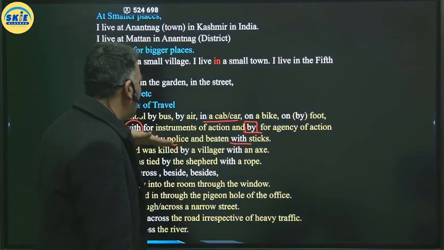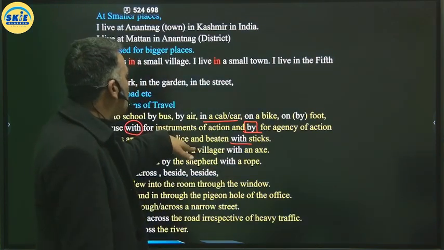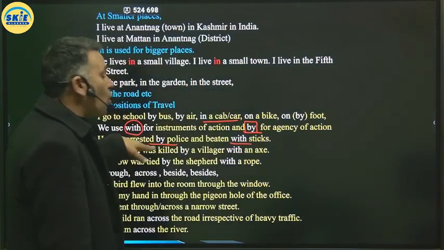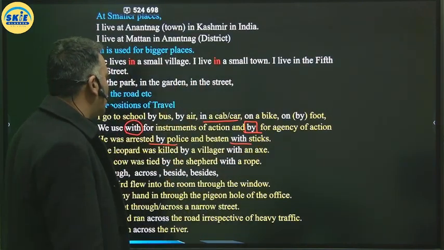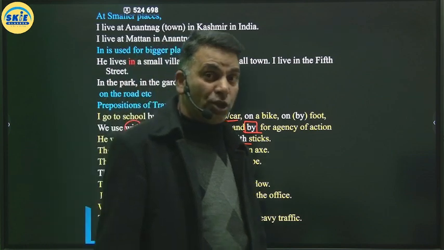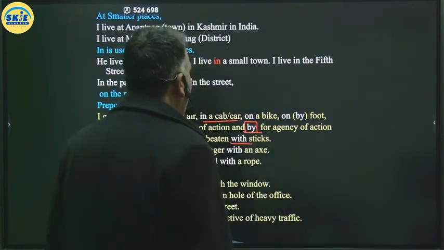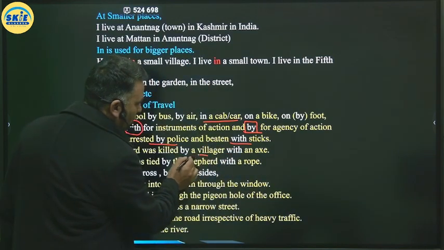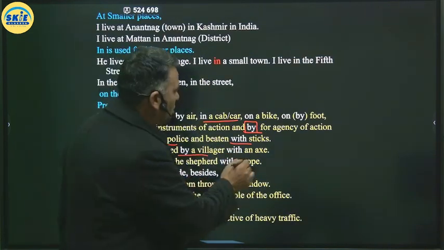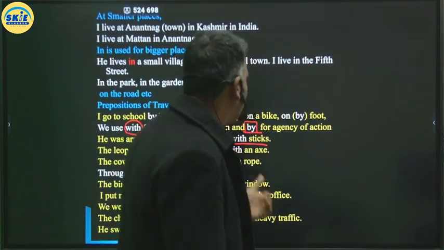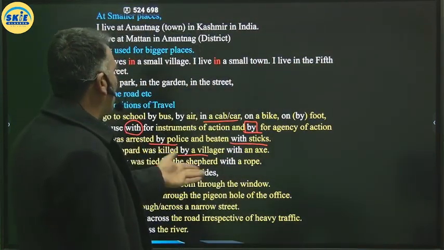So when you talk about the agency, you use by, but when you talk about the instrument of action, you use with. The leopard was killed. Now look at this sentence. The leopard was killed by a villager. The leopard was killed by a villager with an axe. So by a villager, villager is an agency, and axe goes with with, because axe is the instrument. The leopard was killed by a villager with an axe.